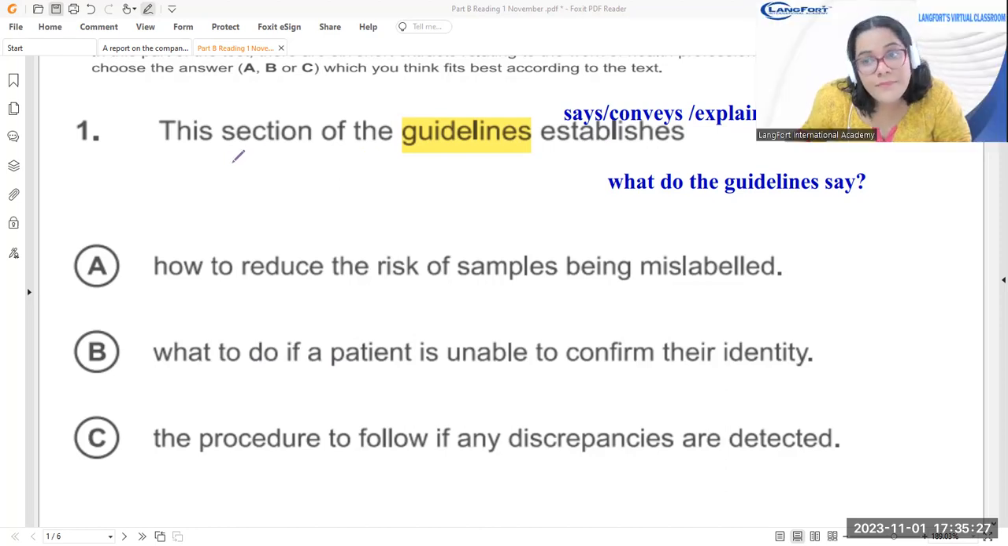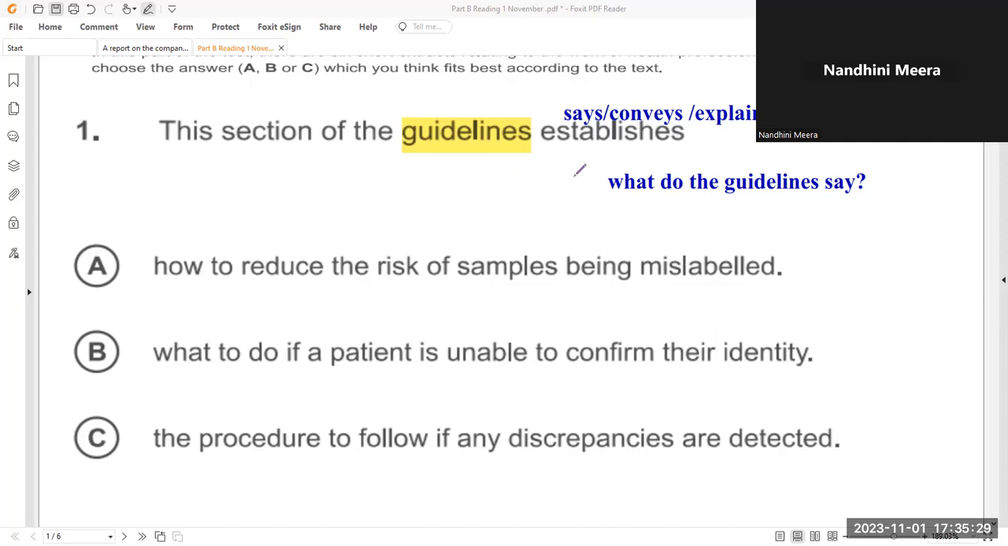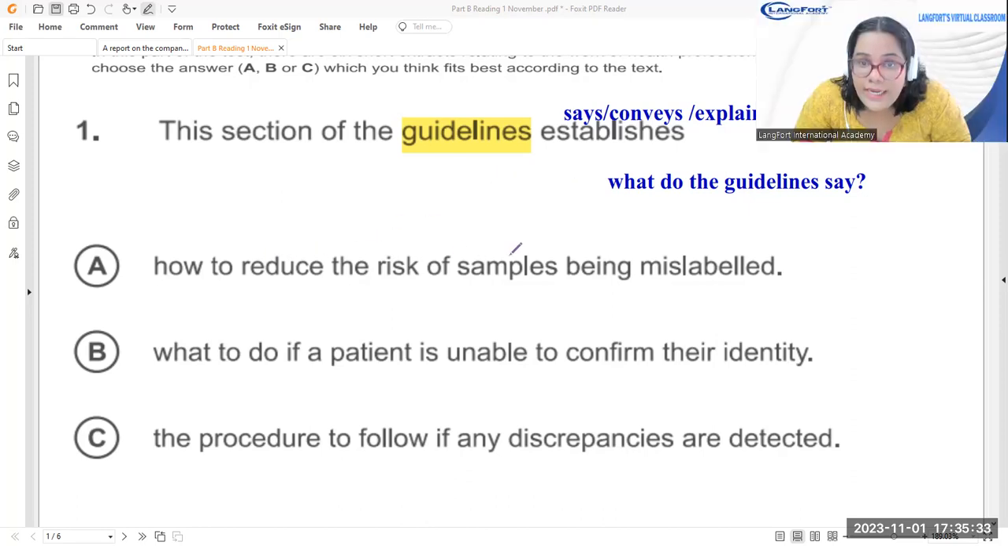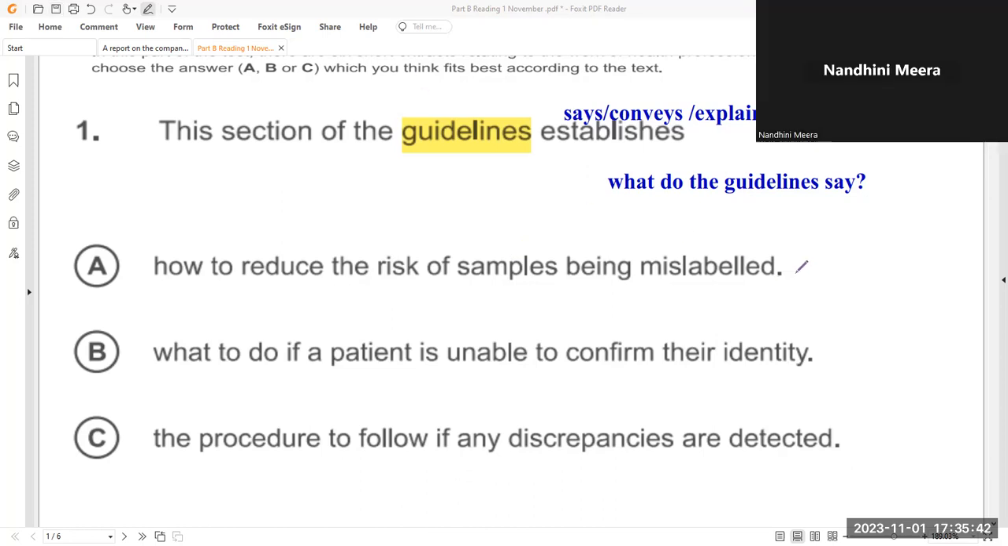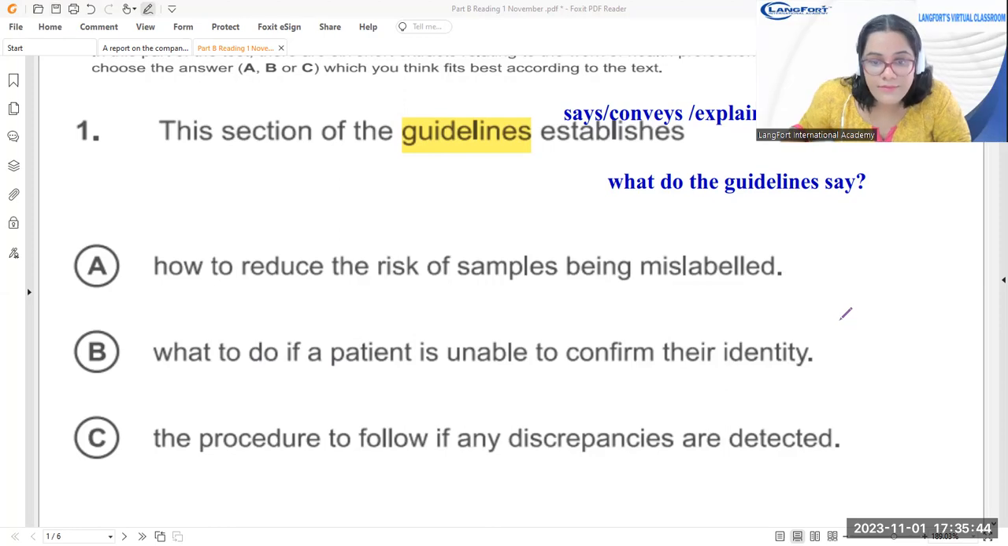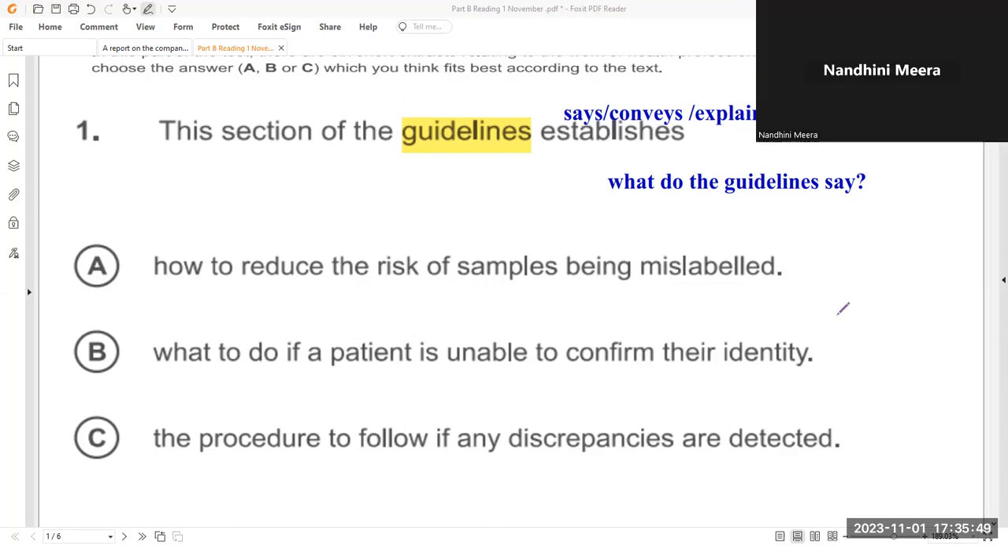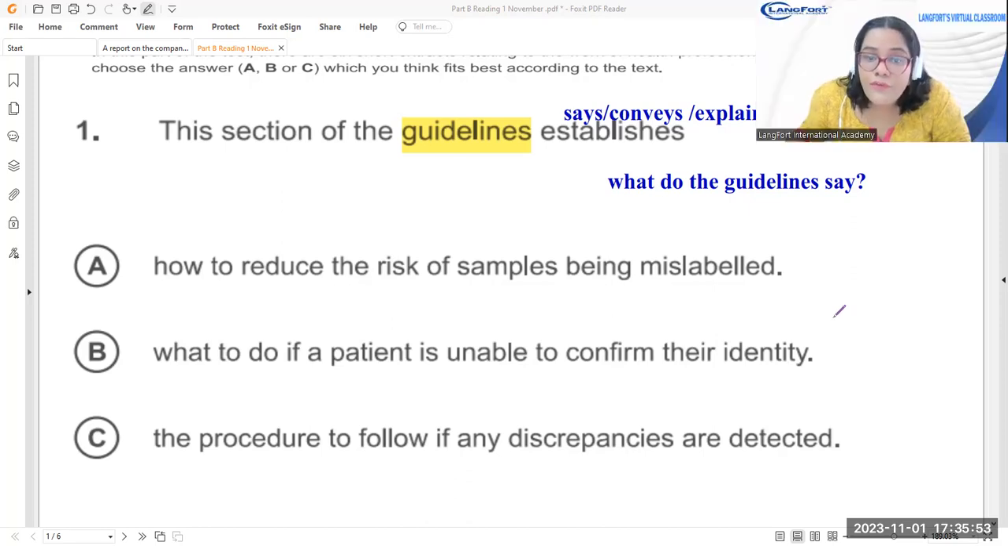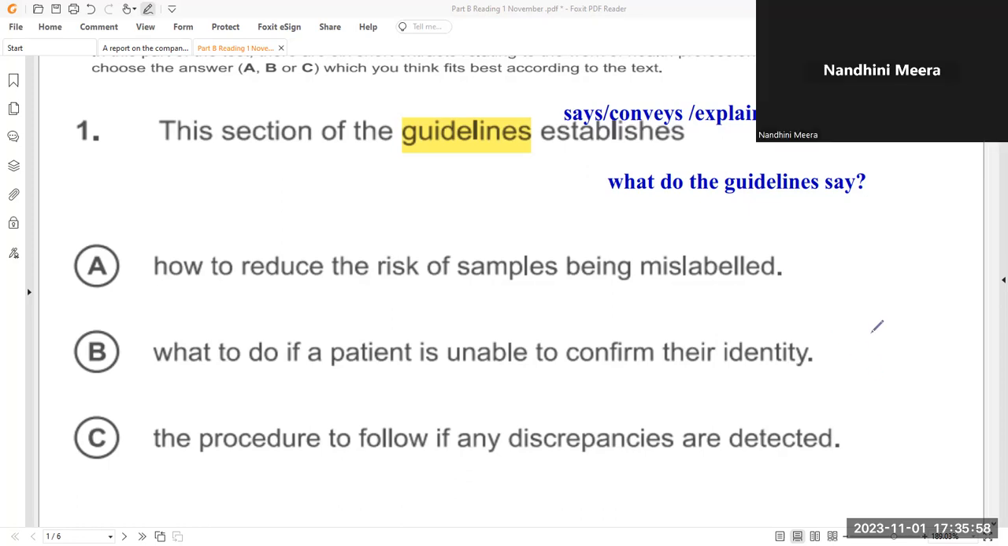This section of guidelines establishes how to reduce the risk of samples being mislabeled. Do the guidelines tell us how we can reduce the risk of mislabeling the sample? What do you guys think? It can be, ma'am. It can be, right? Okay, next one. This section of guidelines establishes what to do if a patient is unable to confirm their identity. Have they said what we need to do if the patient is unable to confirm their identity? No, ma'am, it's not said, so we can reject that.